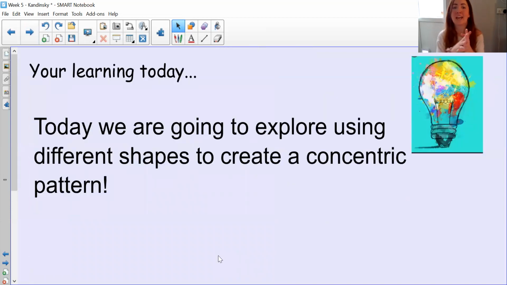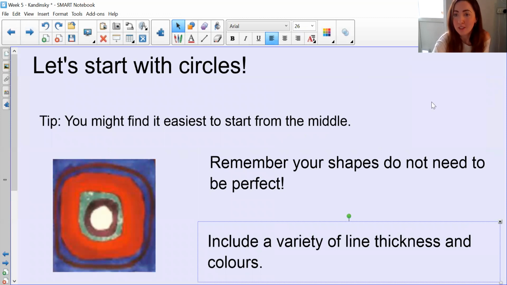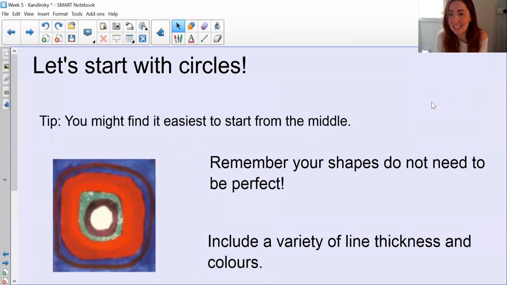Okay, so you're learning today. Today we're going to explore using different shapes to create a concentric pattern. So Kandinsky made his concentric circles, and you are going to explore different shapes. So let's start with circles. So recreating Kandinsky's work. So you can use whatever resources you have at home.